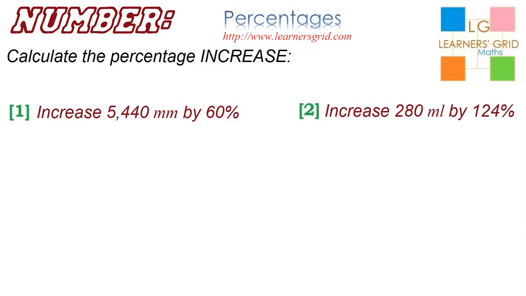In this tutorial, I'm going to demonstrate how to use a written method to calculate a percentage increase. Now, in order to do this kind of work with no calculator, you need to be able to convert a percentage into a decimal, and you're also going to need to be able to multiply up to 3-digit by 3-digit or whatever, something like that.